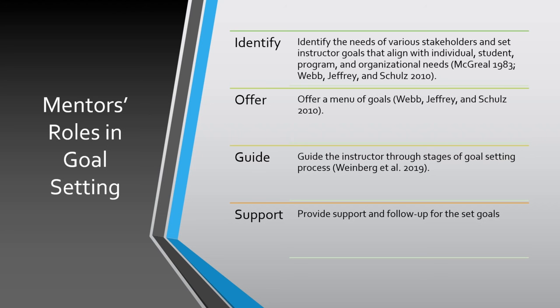So the mentor then would help the instructor to identify goals that align with the organizational needs, student needs, instructor needs, etc. They may do this by offering a menu of goals and saying, here's 4 or 5 possibilities of things you may focus on. Again, just choosing perhaps 1 or 2 for the year. And then guiding the mentee through this process.